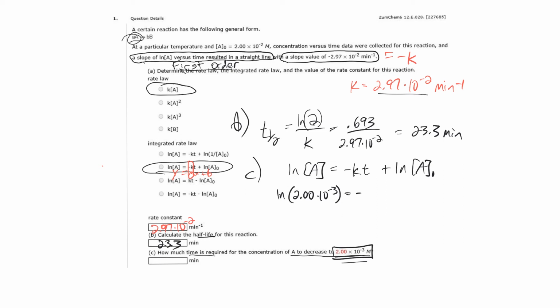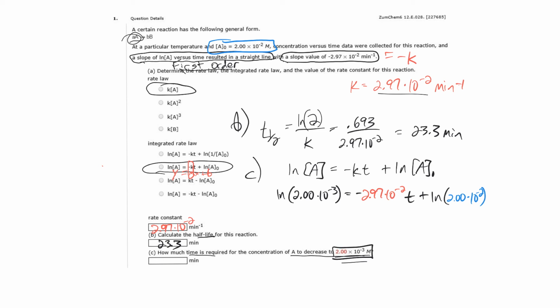Equals negative k. We know from above that k is 2.97 times 10 to the negative second, times time, a variable that we're solving for, plus, let's see, the initial concentration. They gave that to us in the original question stem. So we get to plug in the natural log of the initial concentration of A, 2 times 10 to the negative second.